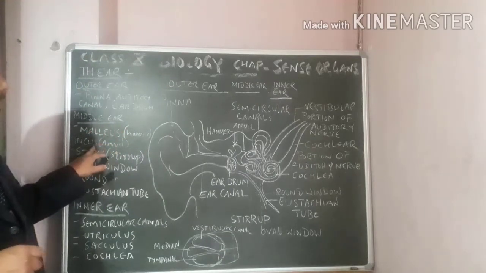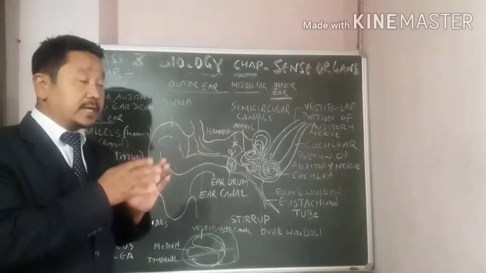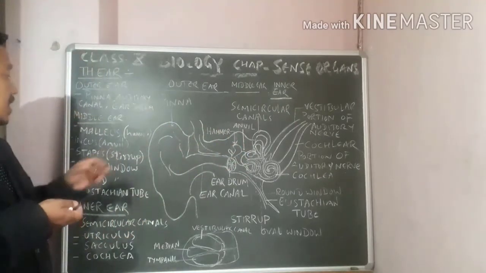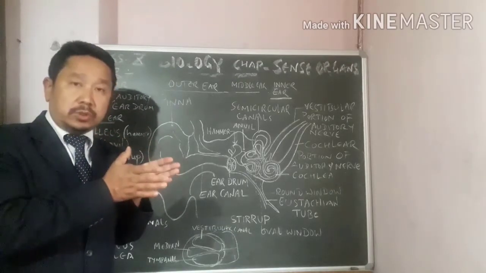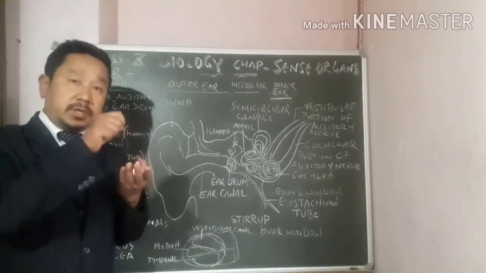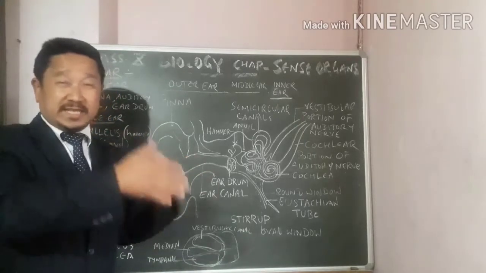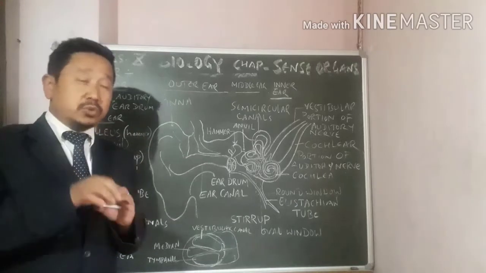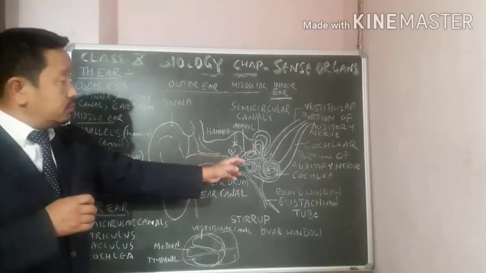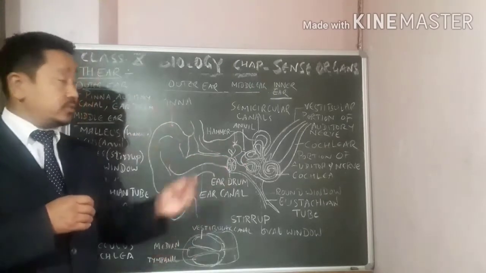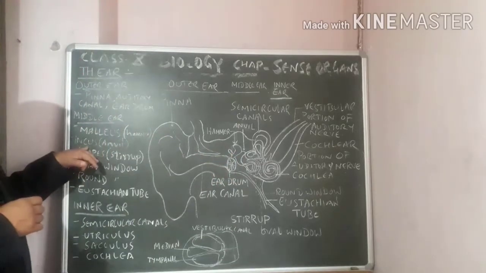Then your incus is your anvil. The anvil is something like a small tool that a cobbler has, on which they keep the shoes and beat them. This bone is similar to that anvil, so it is commonly known as the anvil also, but the other name is incus.